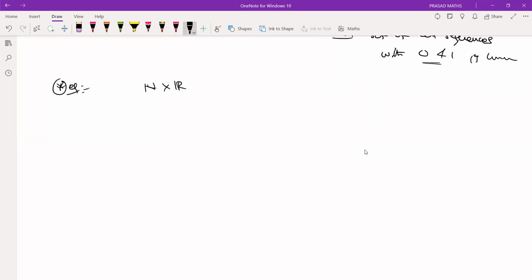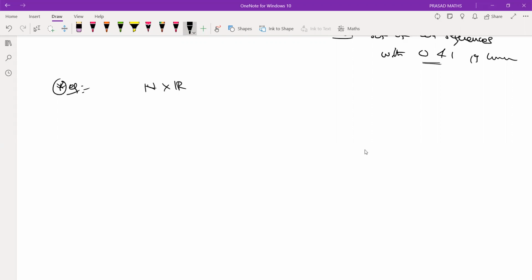Uncountable, sir. Why? The real number system R is uncountable. Can you give me a proof? I don't know. The cardinality of R is bigger than aleph naught, sir. Continue. I'm asking that N cross R. Yes, sir, N cross R.